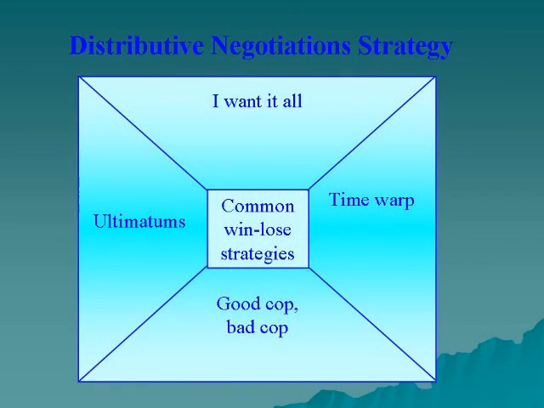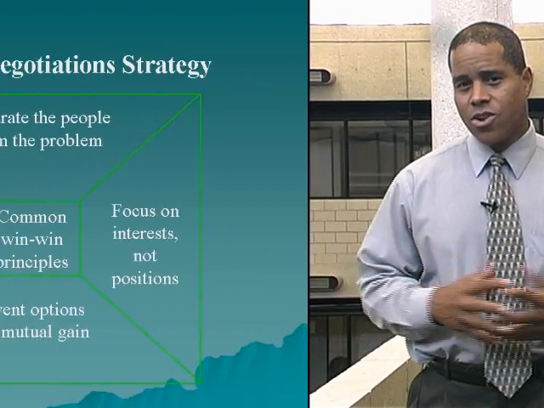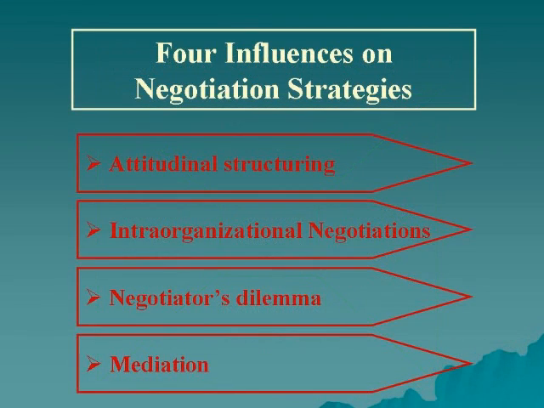Distributive negotiation strategy. When do you want to use this? If you look at our chart, we have different categories. I want it all, time wrap, good cop, bad cop. That's basically when you use a distributive negotiation strategy, when you have those factors involved. Integrative negotiation strategies. When do you use an integrative negotiating strategy? Well, separate the people from the problem, focus on interests, not positions, invent options for mutual gain. Those are just some of the reasons that you use an integrative negotiation strategy, and you can tell that from our chart.